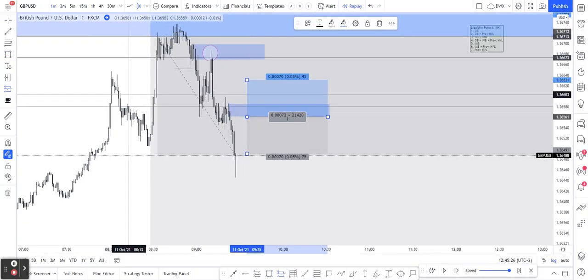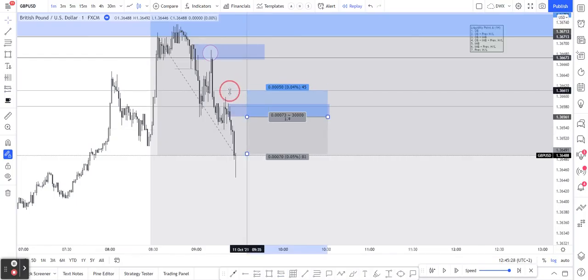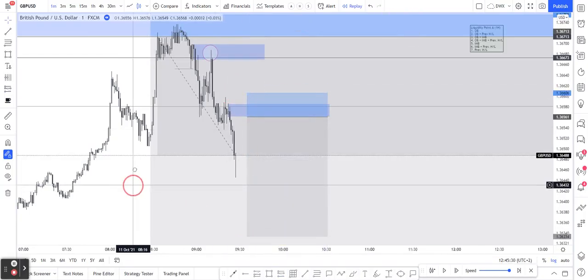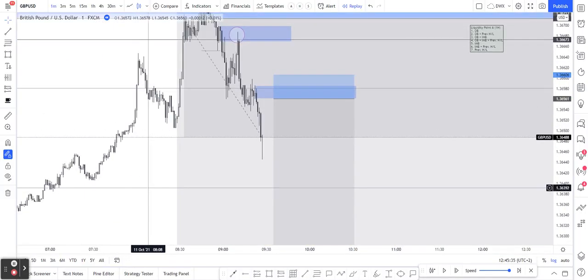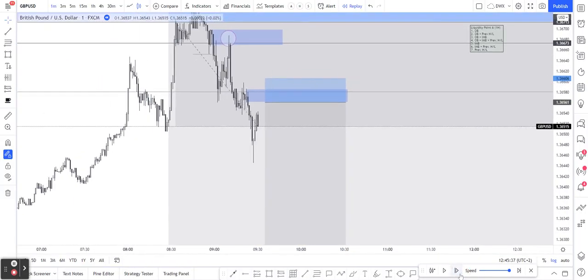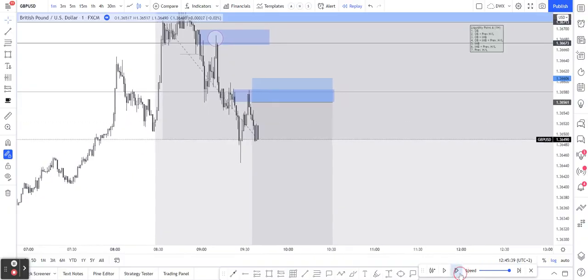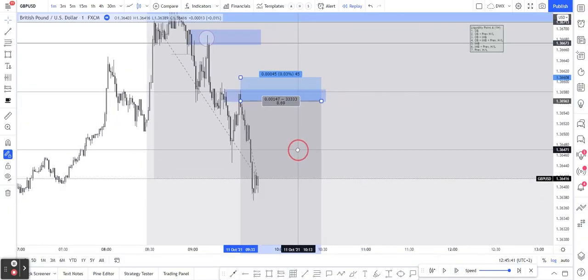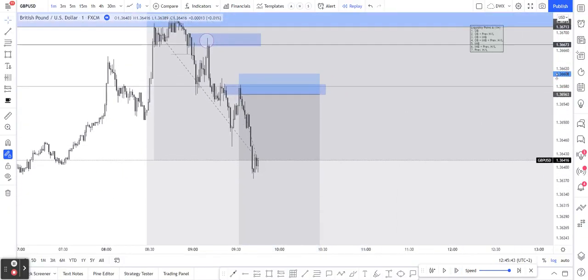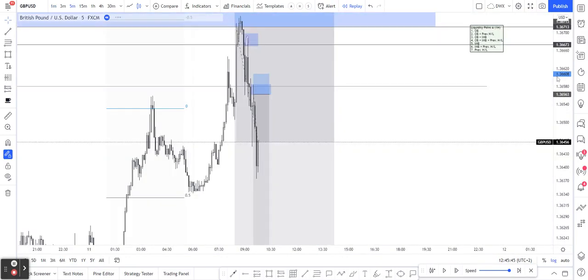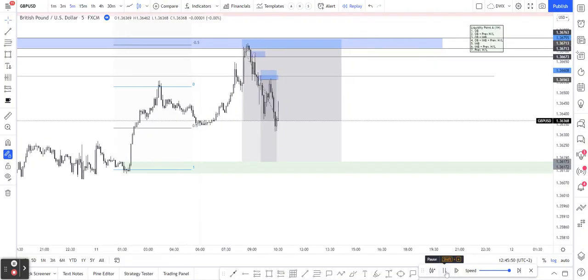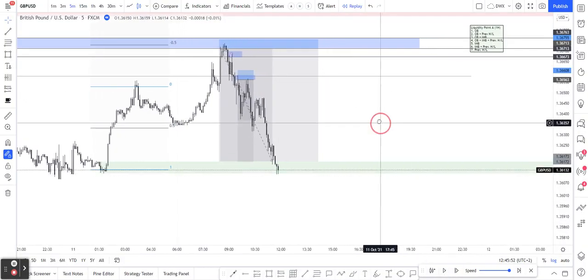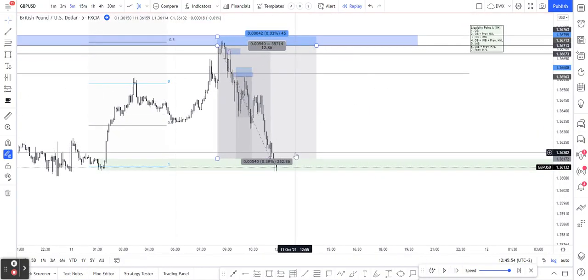So stop loss above, take profit also at the lows over there. So there's the second entry, actually the third entry already, and we then see price moving towards the downside, tapping our take profit area.